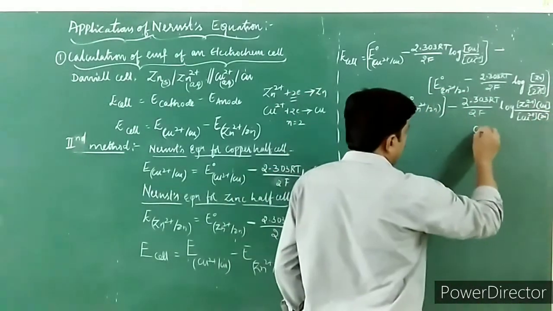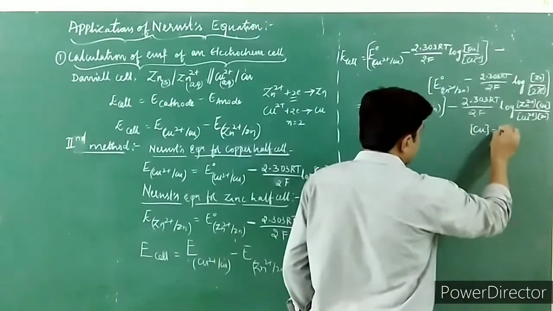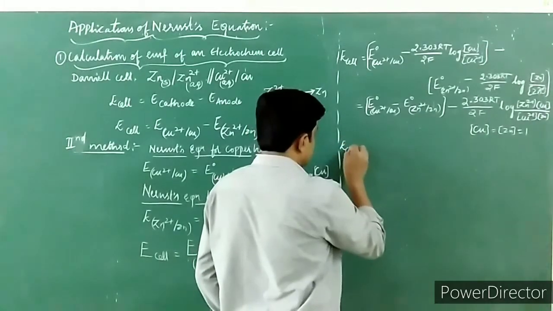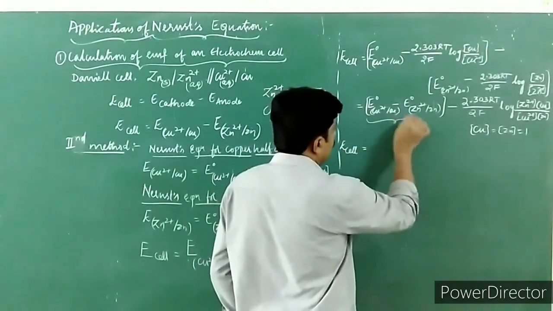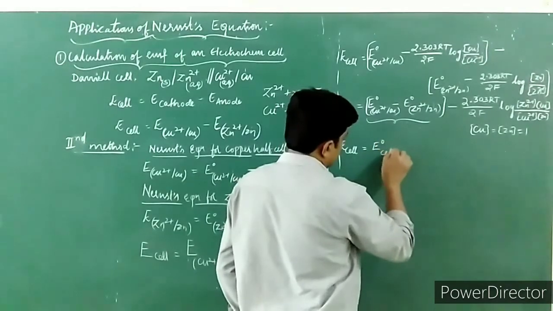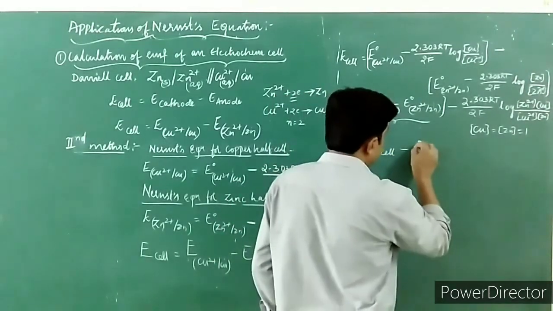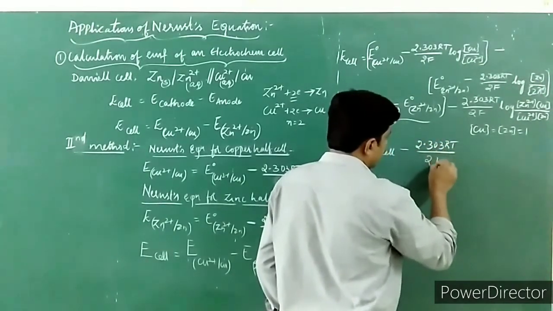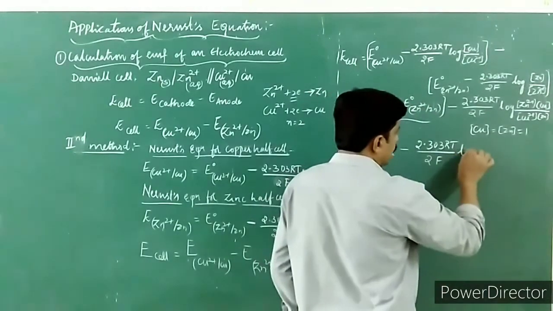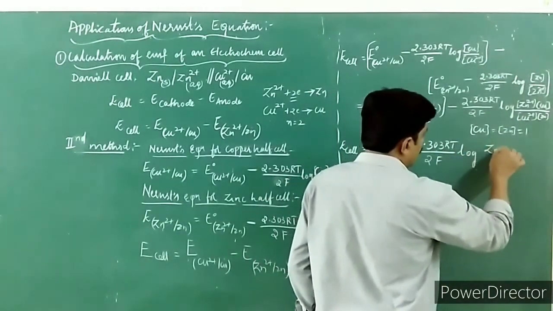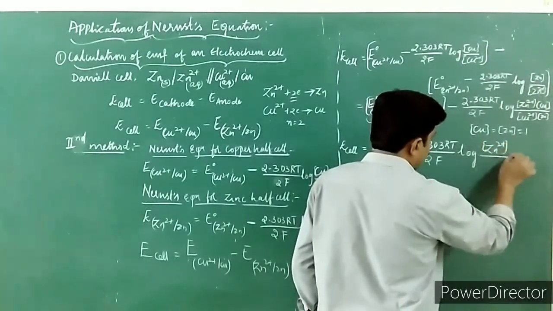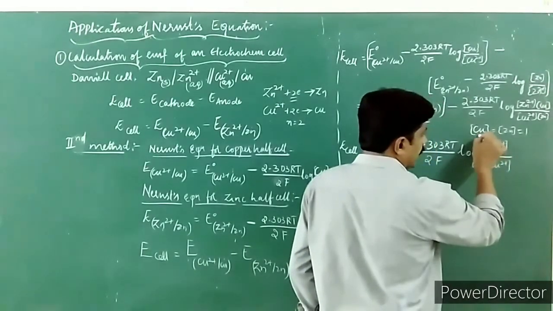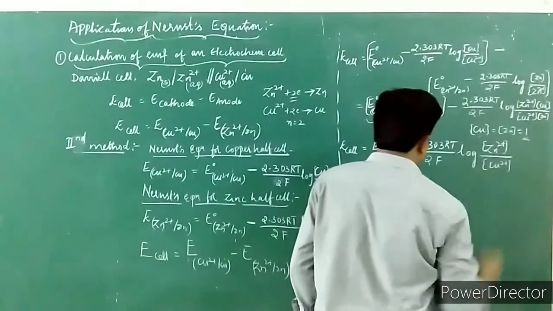Now you know that active mass of any metal is equal to 1. In that case, look at here, E cell is equal to, this will become E naught cell, is it not? E naught cell minus 2.303 RT upon 2 into F. Look at here, log of molar concentration of Zn2+ upon molar concentration of Cu2+. Why? Because concentration of metal is equal to 1.